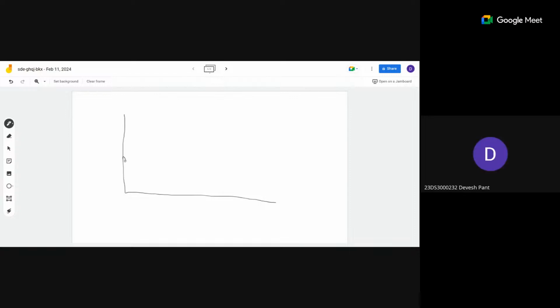So let's say these are the... Let me just choose another color. Okay, so where we can choose. Okay, red.